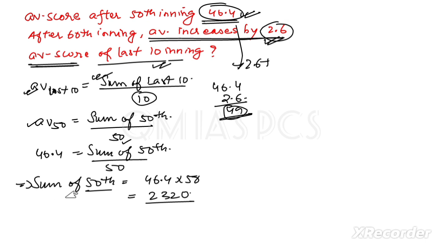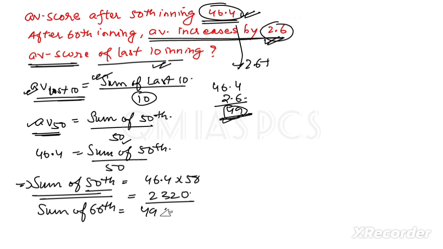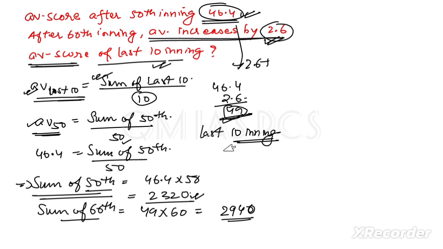So we can write here directly, following the same formula but for 60 innings. The sum of 60 innings will be the average value, 49, multiplied by 60. That is 0, then 4 carry 5, 24 and 5 is 29, so it will be 2940. The total sum of 60 innings is 2940, and for 50 innings is 2320. That means in the last 10 innings, what is the value of runs? For the last 10 innings, runs will be 2940 minus 2320, which is 620 runs.